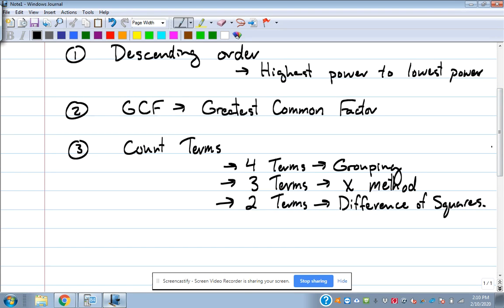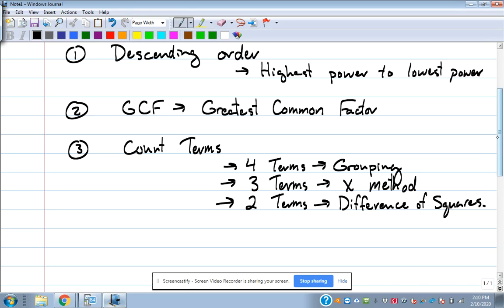So make sure it's in descending order. Check box if it already is. Look for a greatest common factor. There's not always a greatest common factor, but always look for it because it makes things easier if there is. And then we're going to count the terms that are left, and based on the number of terms that we have, we're going to learn some methods to do or review the methods of factoring those things.